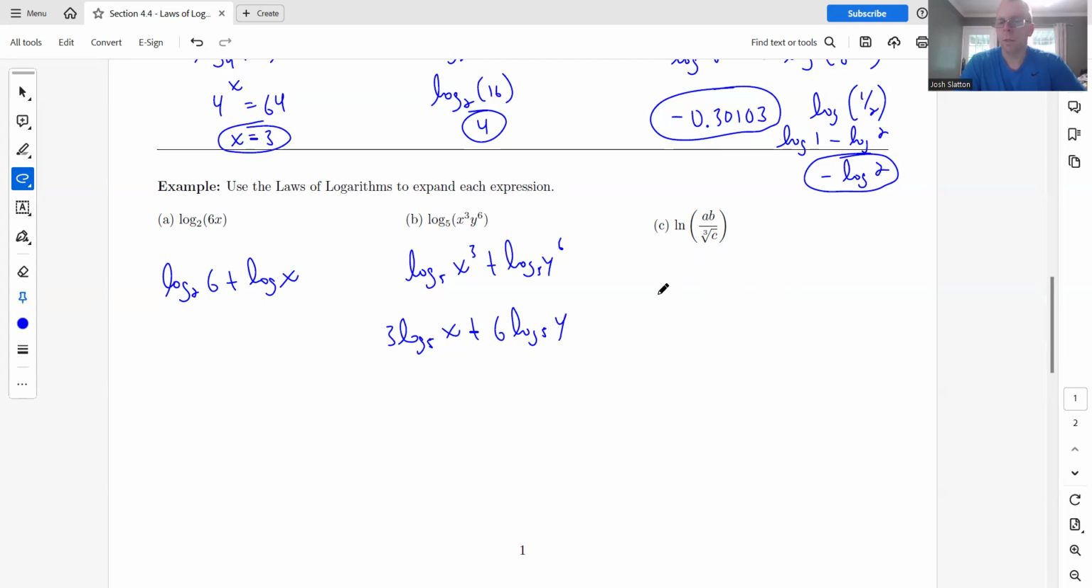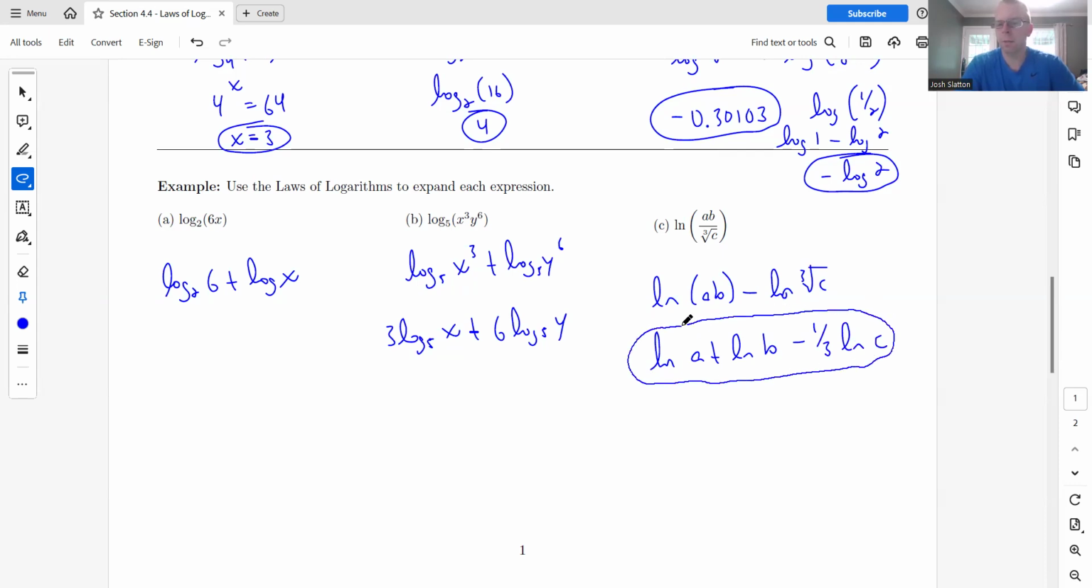All right, and then this one, now you can break this up into multiple steps, I guess. You could write this as ln of AB minus ln of cube root of C. And then we can expand this one. And then this is C to the 1/3, so bring the 1/3 in front like that. But you could really probably do this in one step.